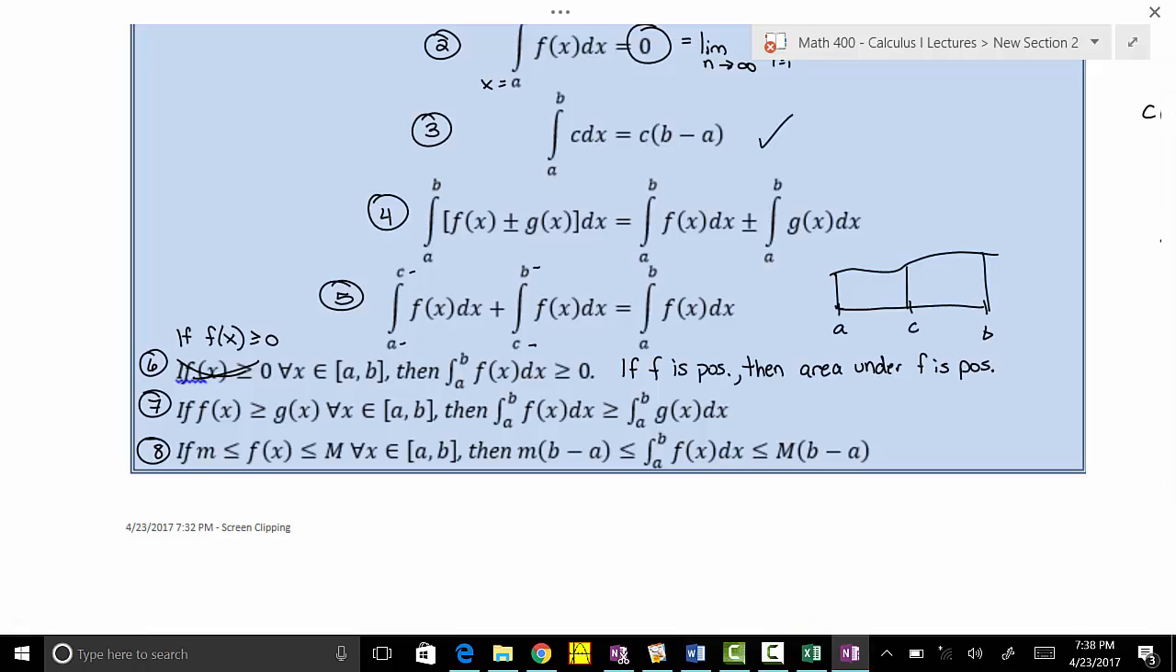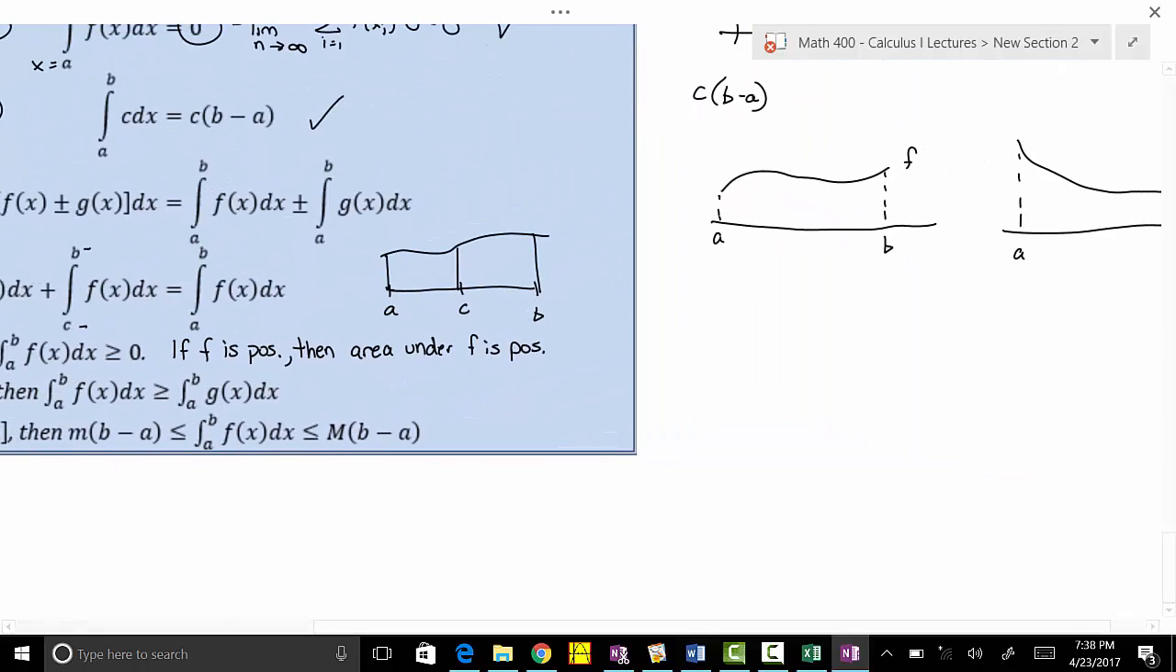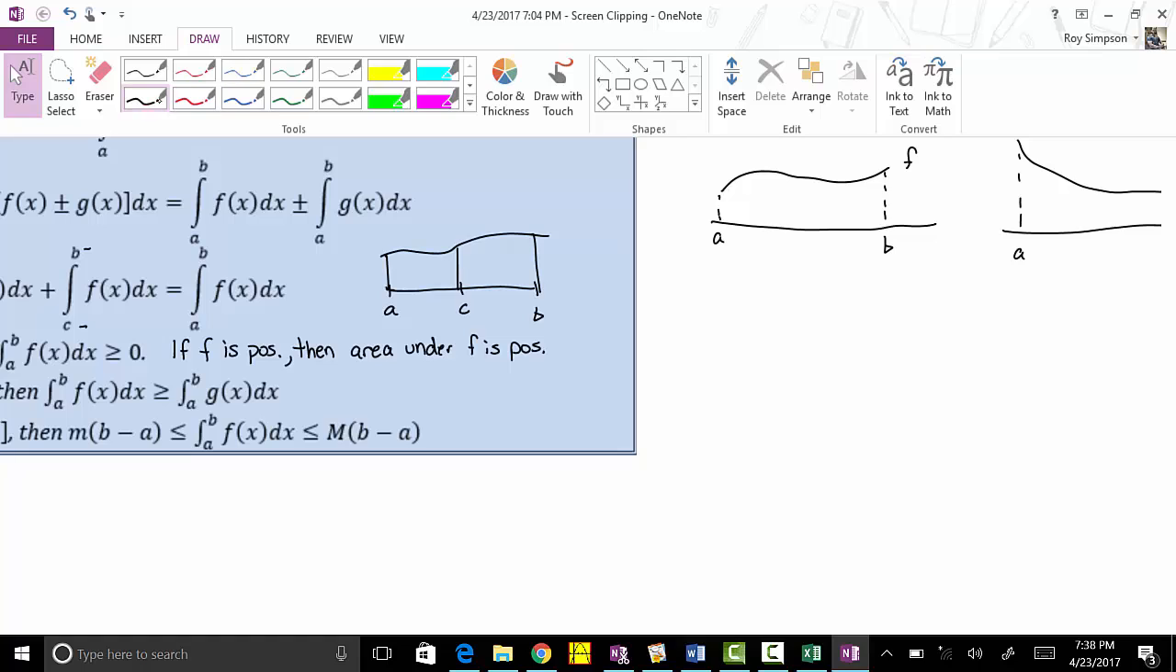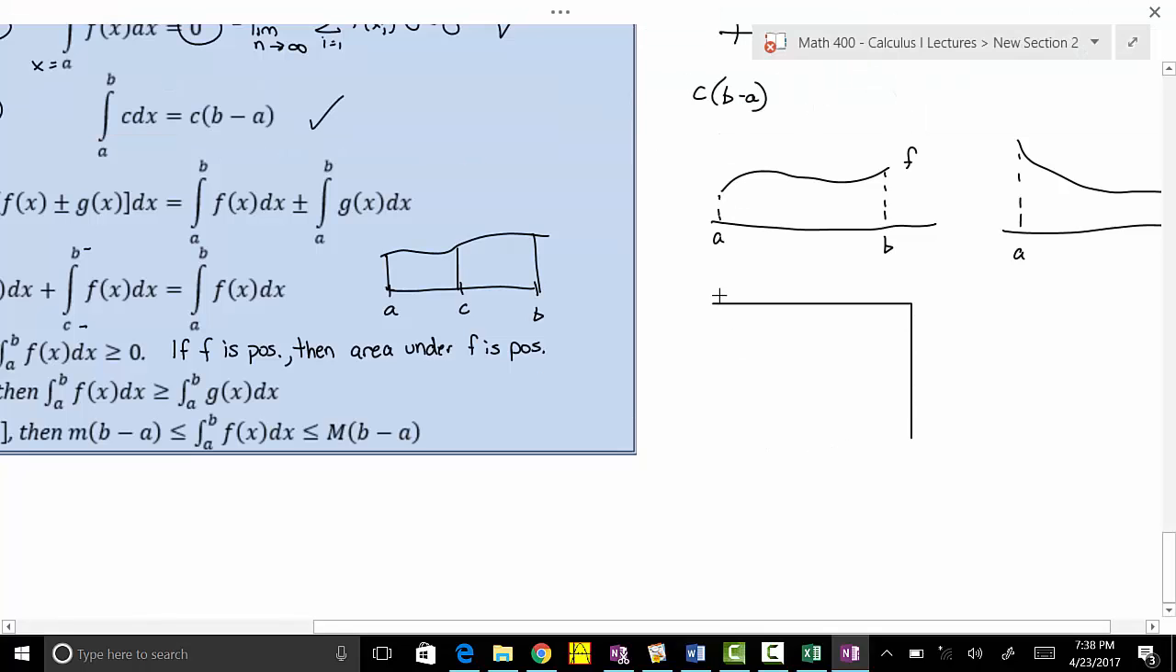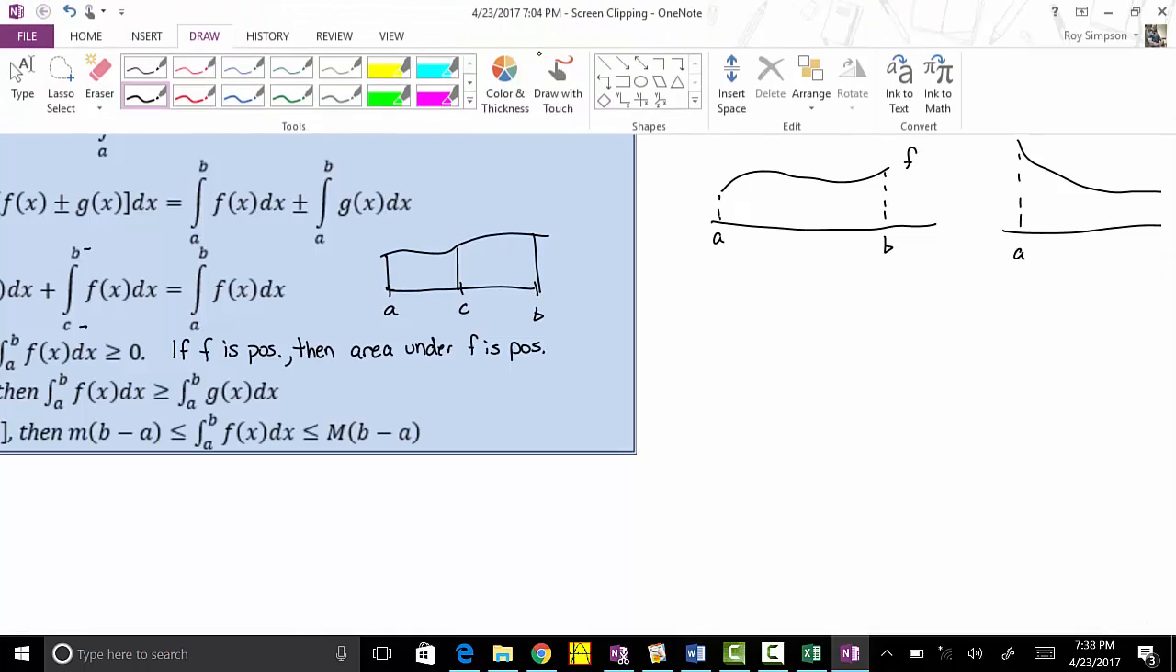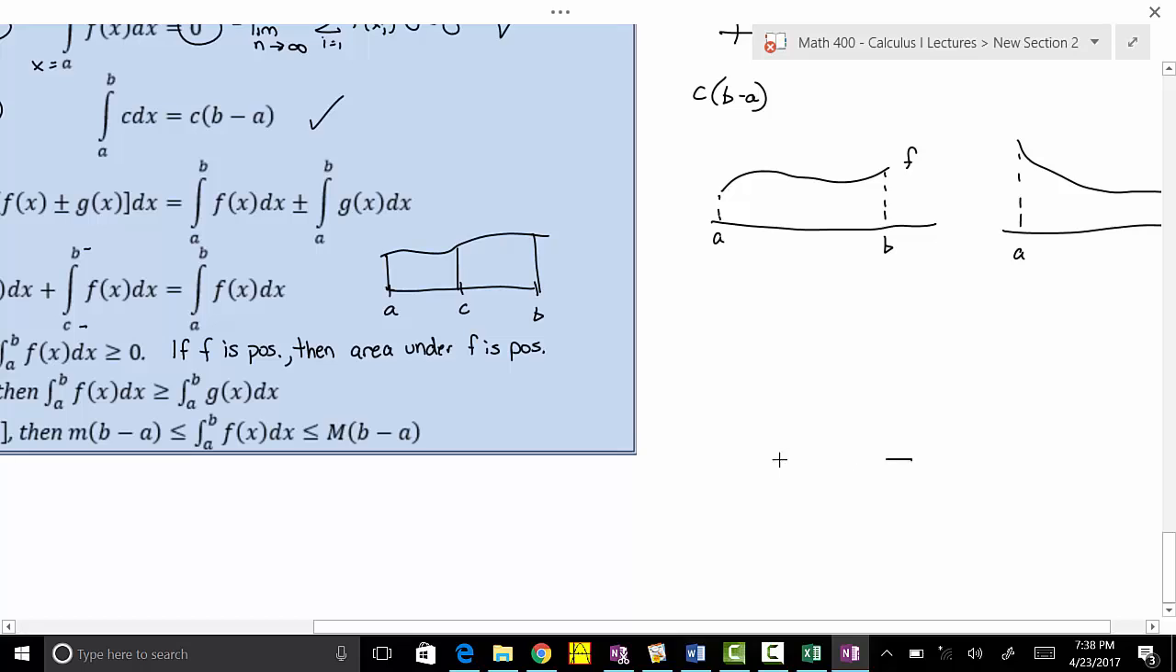7, if you got a function above another function, this is actually easier to see than it is to say. So I'll use black again. So, oops, I don't know how I did that. That was magic. And yet again, I don't know what is going on with my pen, but that's all right.